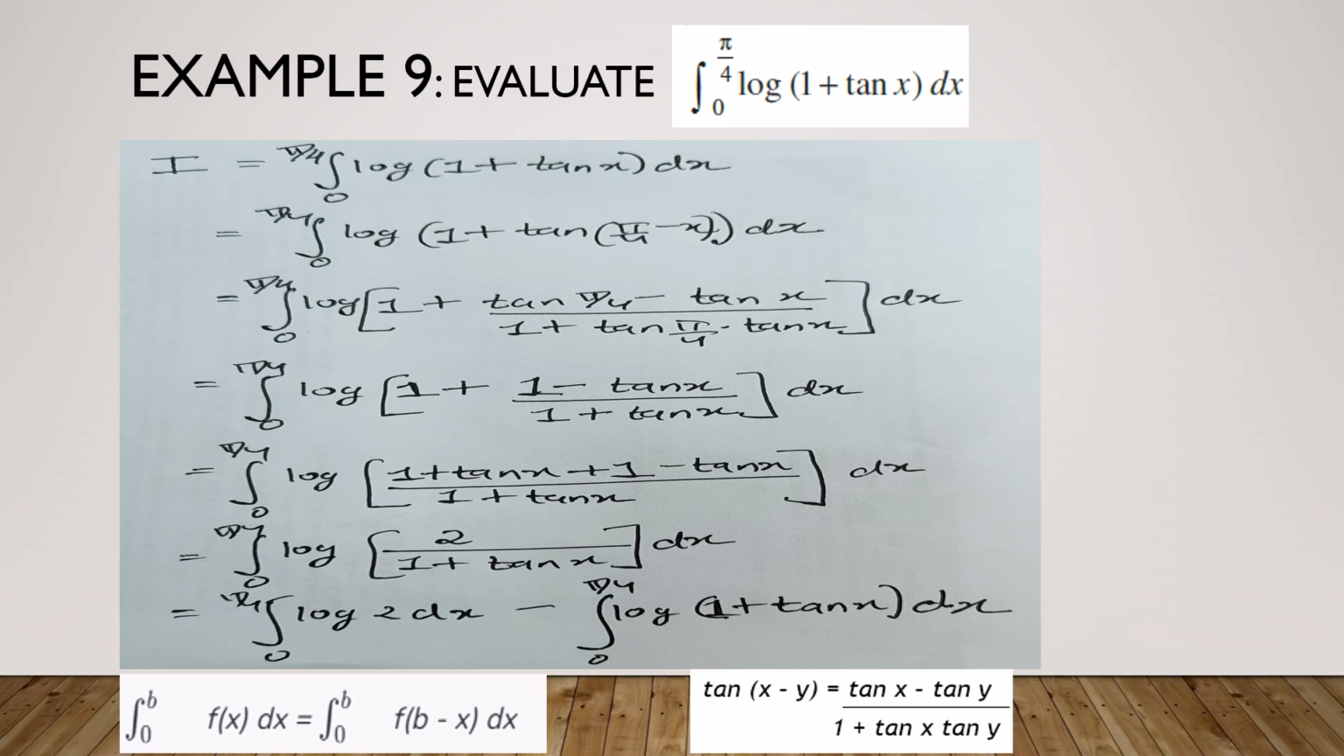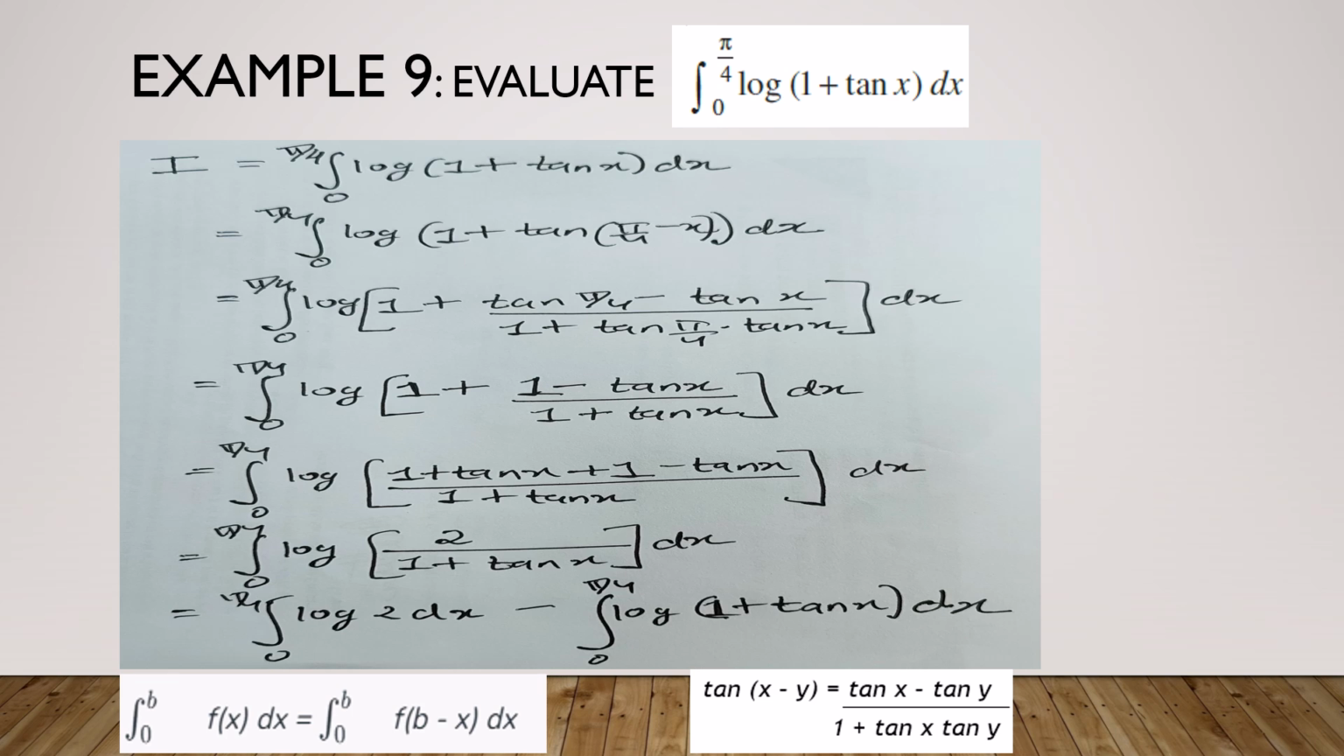Next example, integral 0 to pi by 4 log of 1 plus tan x dx. Now again over here we'll be using the property, if here it is integral 0 to a type, so instead of x you can write a minus x. So instead of x we will write over here pi by 4 minus x. Now just check it out why we are doing this, because we know the formula of tan of x minus y, that is tan x minus tan y upon 1 plus tan x tan y.